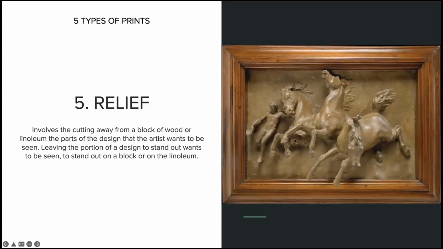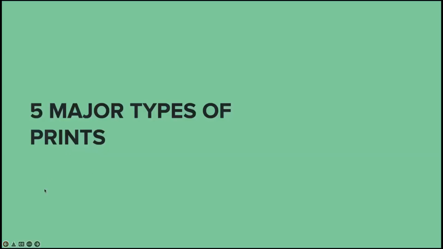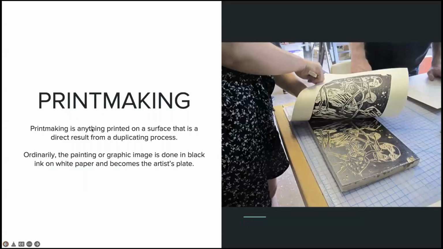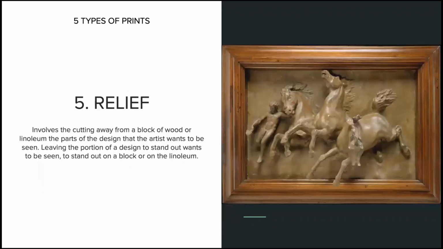It involves cutting away from a block of wood or linoleum the parts of the design that the artist does not want to be seen, leaving the portion of the design that you want to be seen to stand out on the block or on the linoleum. So those are the 5 types of prints under printmaking, where printmaking is one of the mediums used for visual arts. Okay, so I think that's it for the visual arts.